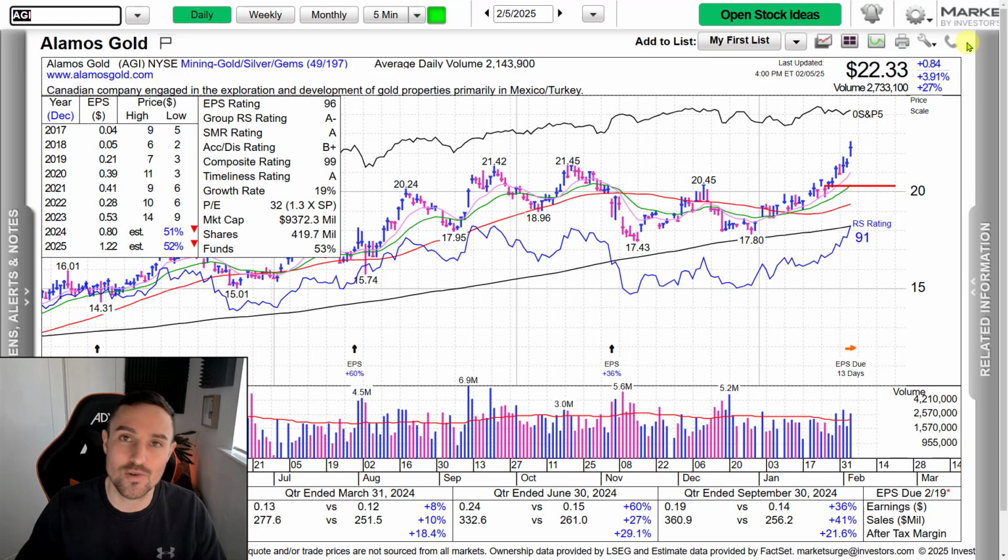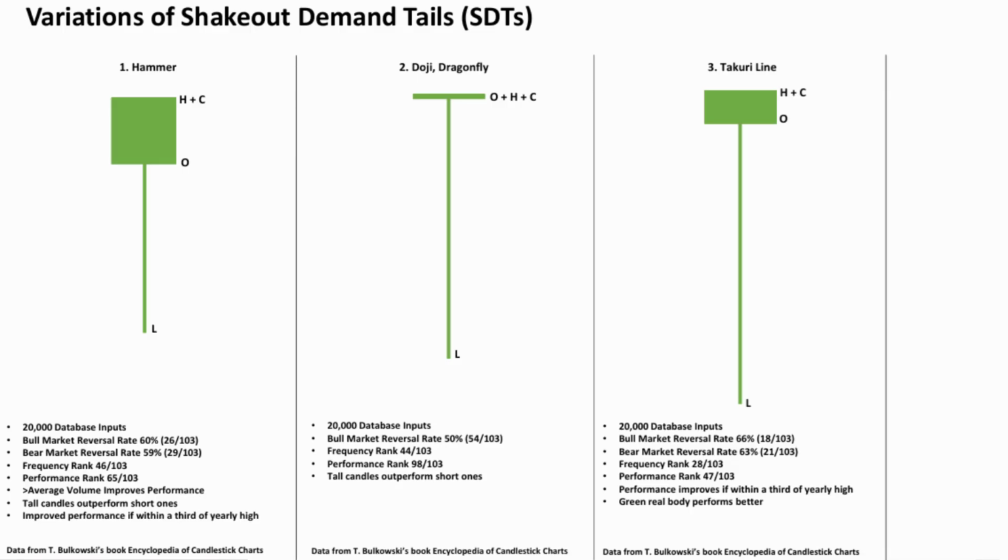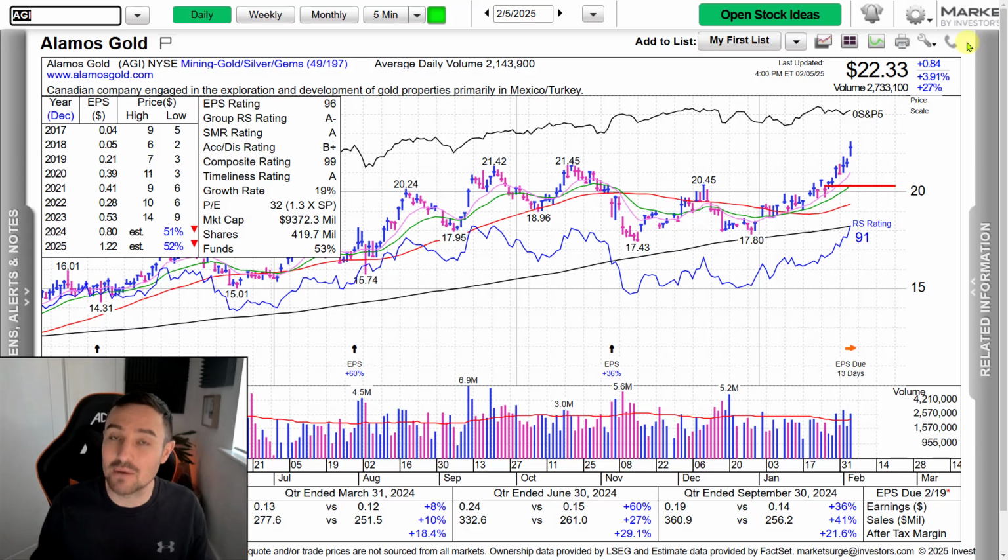So let's get straight into what is a shakeout demand tail. A shakeout demand tail is a variation of a type of Japanese candlestick. Now for me, I put it underneath the umbrella of looking for hammer candlesticks, doji dragonflies and takuri lines. So those three candlesticks, hammers, doji dragonflies and takuri lines, for me make up the collection of what a shakeout demand tail is. Now I want to be looking for the shakeout demand tail around a certain moving average on the daily chart. Now it could be a combination of key daily moving averages.